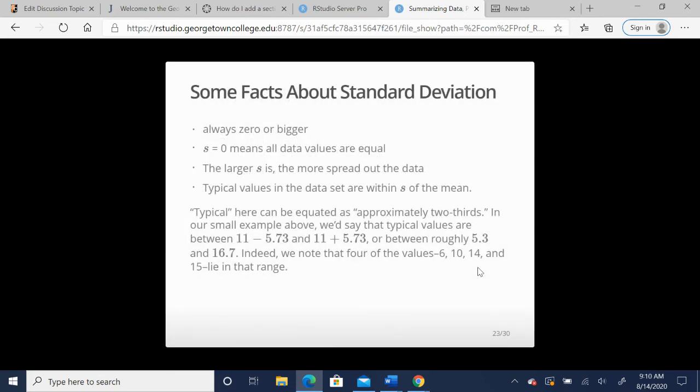Now, here's some things to understand about standard deviation. It's always going to be 0 or bigger. It's not ever going to be negative because distance, which is what we're trying to get an idea of here, what's the average distance of a value from the mean, is not a concept that we think of in negative. So it's always going to be 0 or bigger. If it's 0, that means every single value in the data set has to be equal. That means there is no difference on average between any value in the data set and the mean. The only way that happens is if they're all the same.